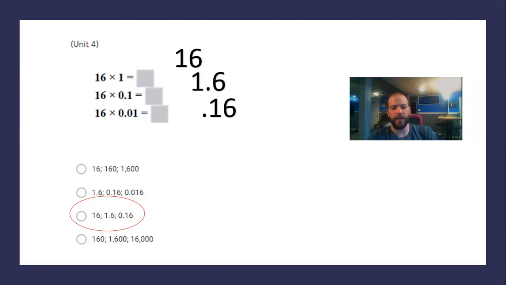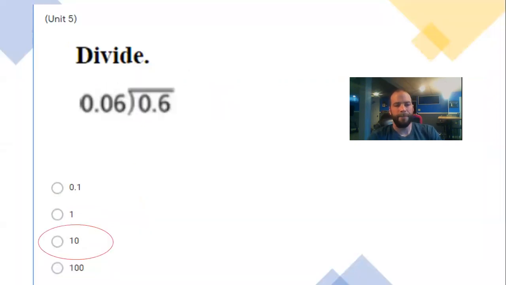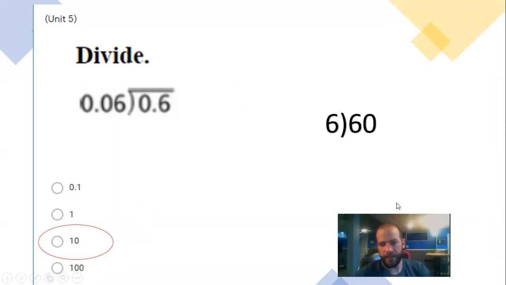16, 1.6, and 0.16. Divide these. Well, we could divide those, ladies and gentlemen, but are you allowed to have a decimal in the divisor? And that answer is no. Can't have a decimal in the divisor. So what you have to do is push that decimal out. When you push it out, you push it right once, twice. That turns that into a 6. And then you have to push this over once, twice. That turns that into a 60. And 60 divided by 6 is 10. That answer's 10.